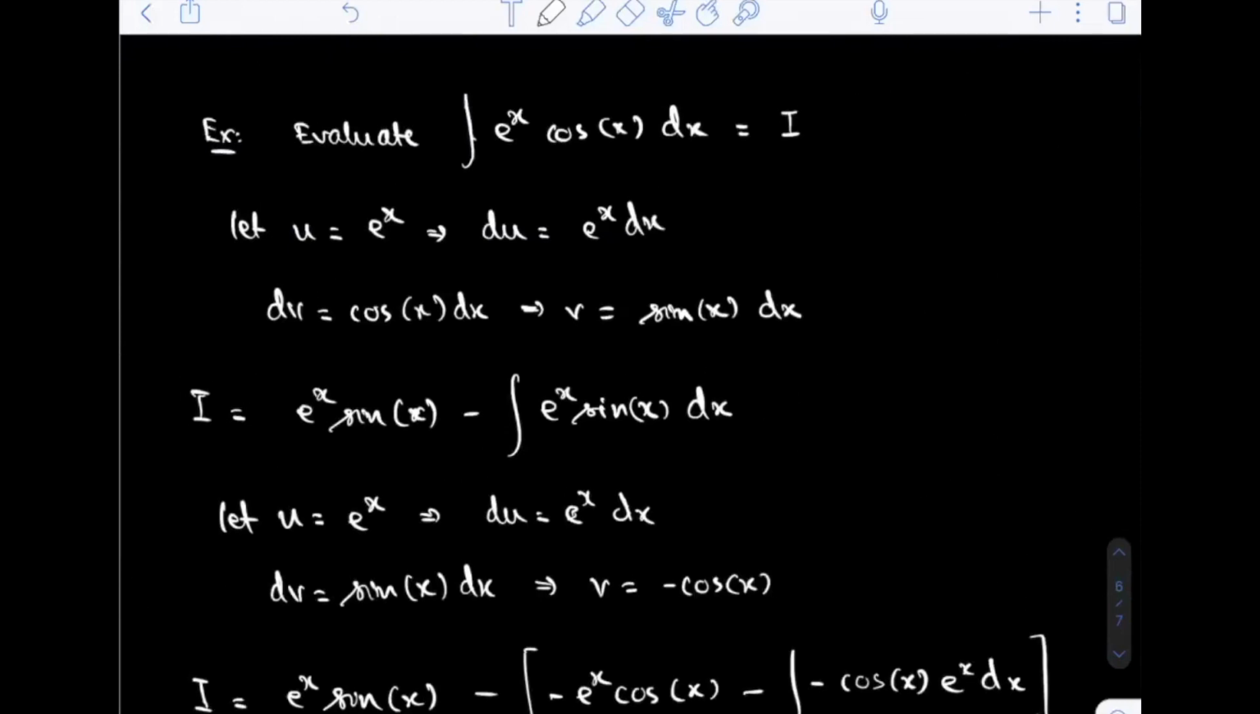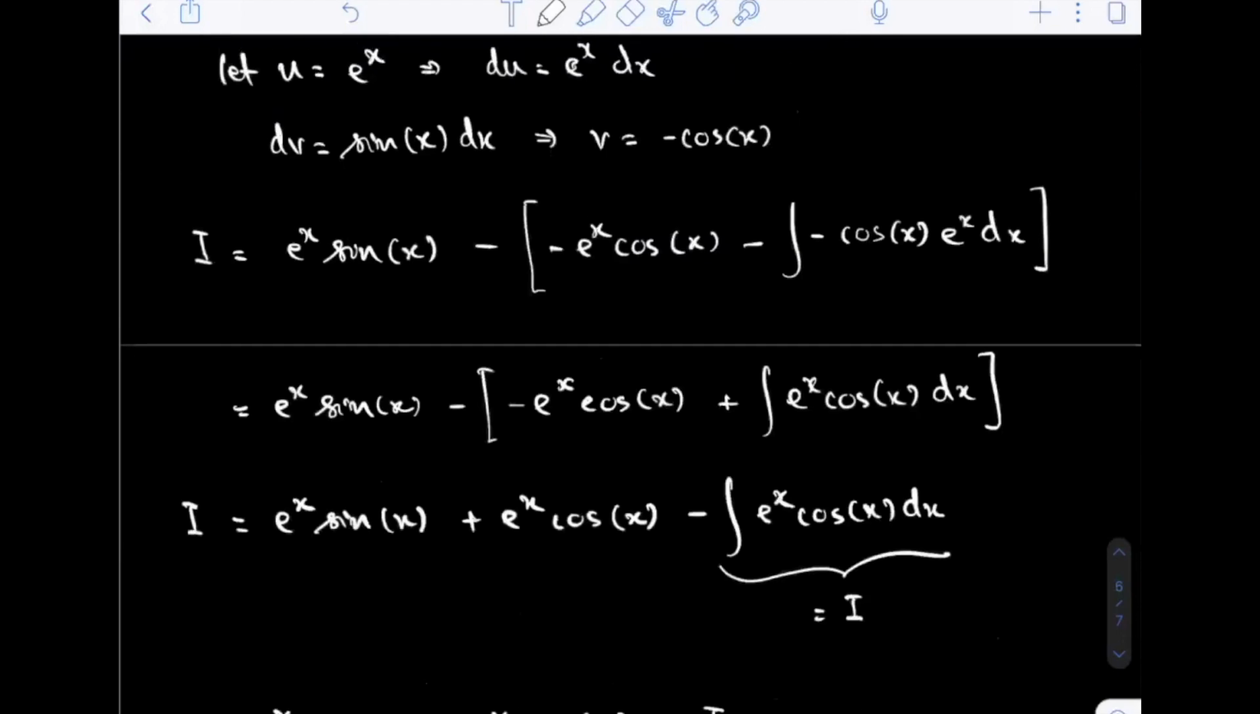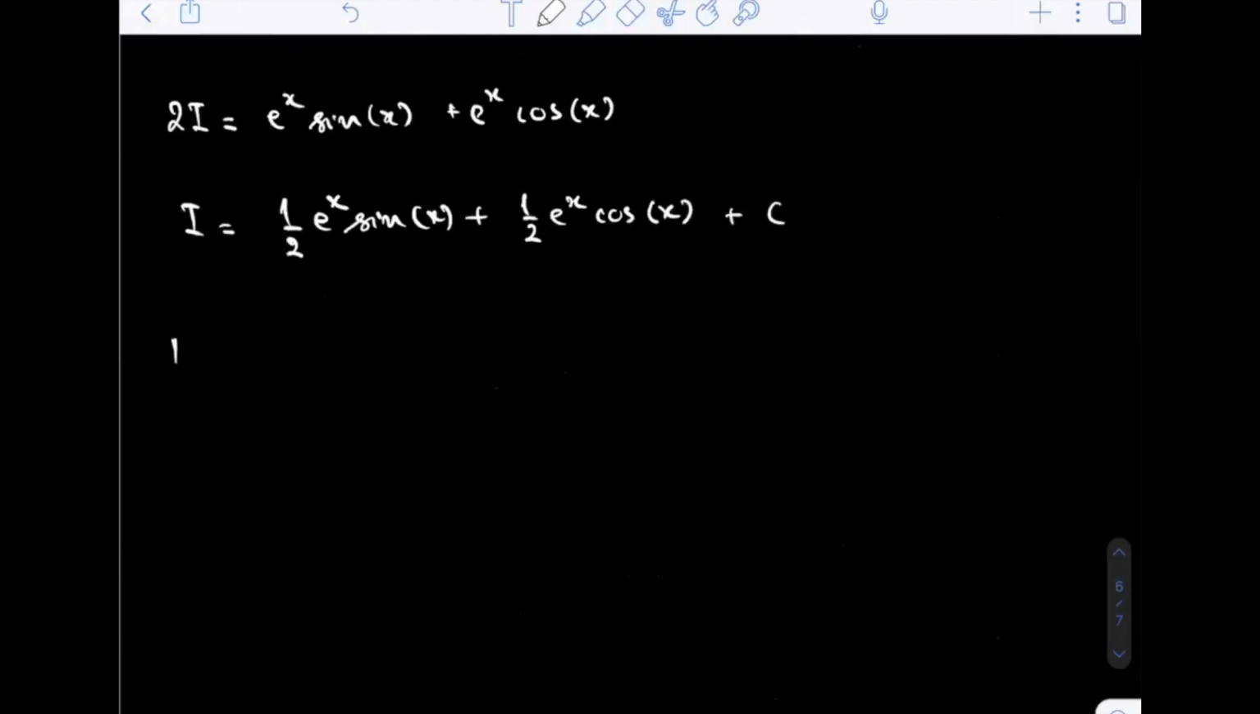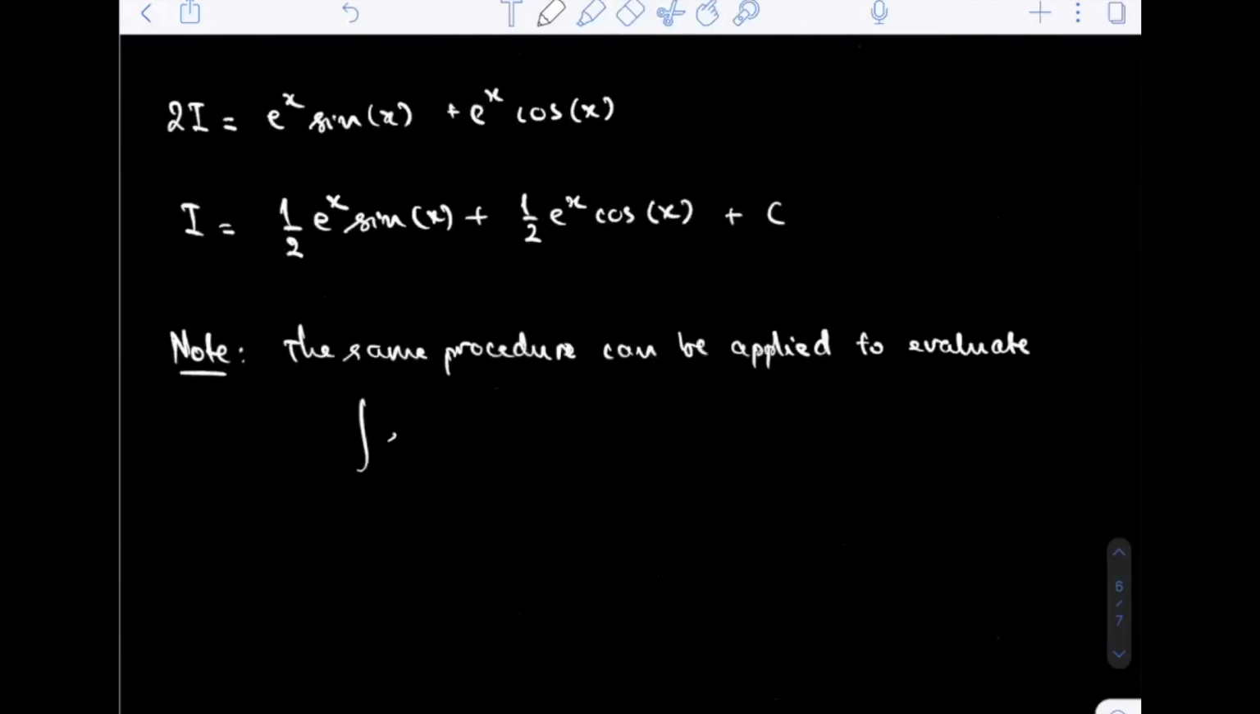The similar procedure should apply to e to the x times sine of x, right? You should be able to do that. So note here, the same procedure can be applied to evaluate the integral of the form e to the x times sine of x.